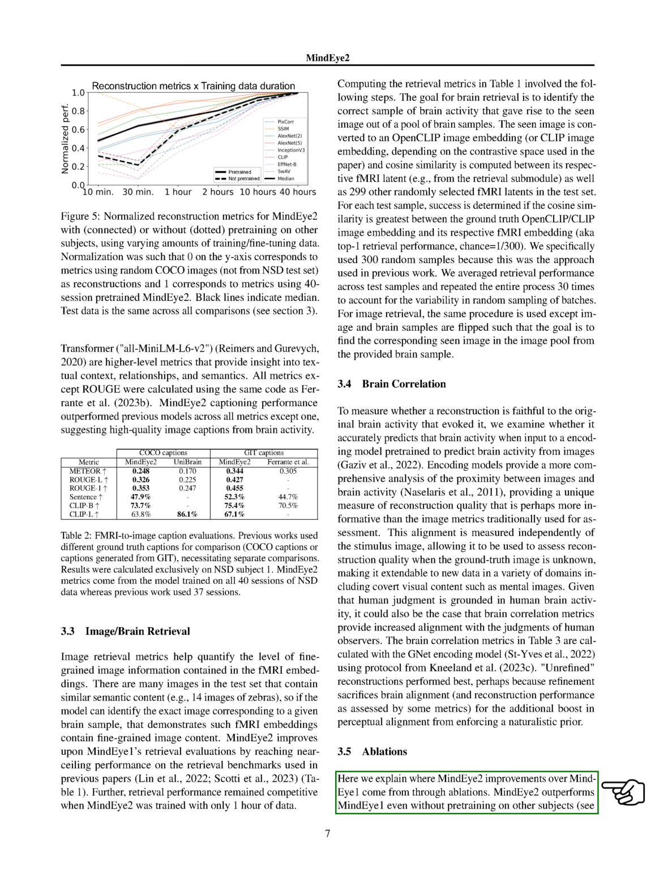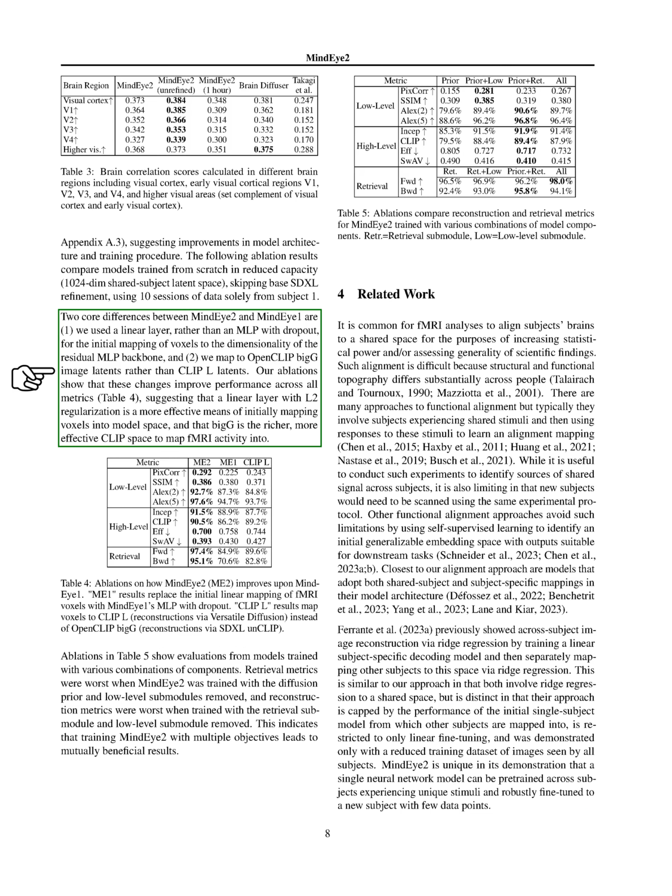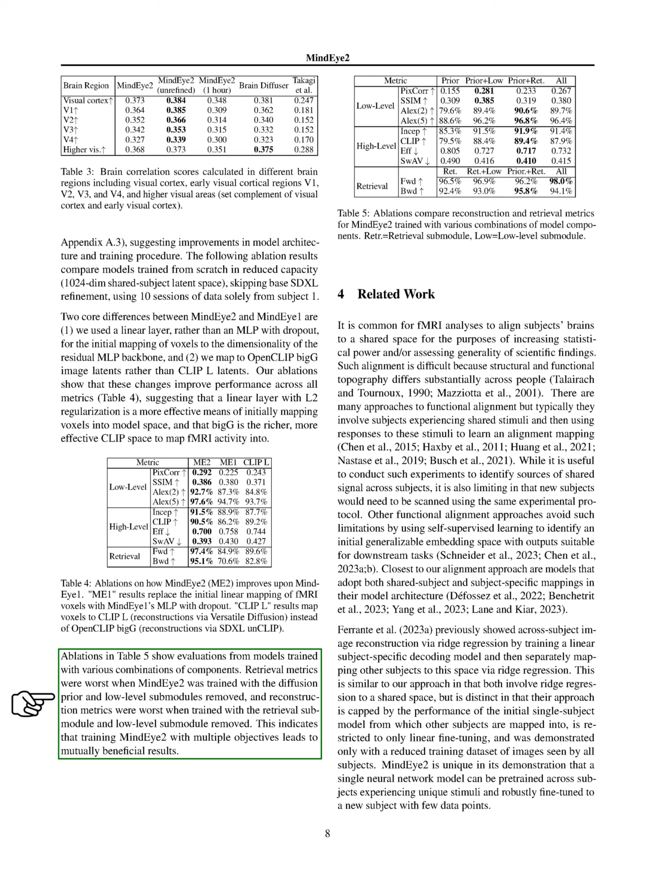We then discuss the improvements of Eye2 over Eye1 through ablations. Eye2 shows better performance without pretraining on other subjects, indicating enhancements in model architecture and training procedures. Changes such as using a linear layer for voxel mapping and mapping to open clip big image latents improve performance across metrics. Training Eye2 with multiple objectives yields mutually beneficial outcomes.